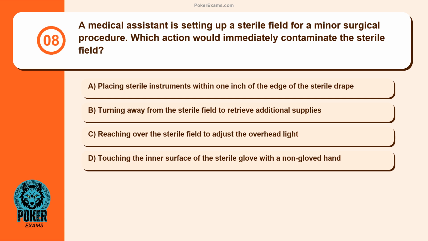Question 8. A medical assistant is setting up a sterile field for a minor surgical procedure. Which action would immediately contaminate the sterile field? Placing sterile instruments within 1 inch of the edge of the sterile drape. Turning away from the sterile field to retrieve additional supplies. Reaching over the sterile field to adjust the overhead light. Touching the inner surface of the sterile glove with a non-gloved hand.